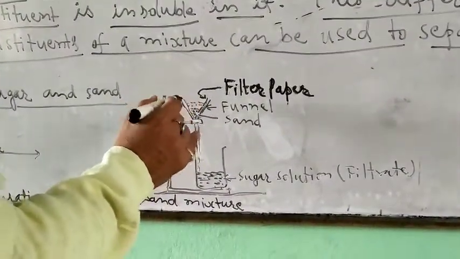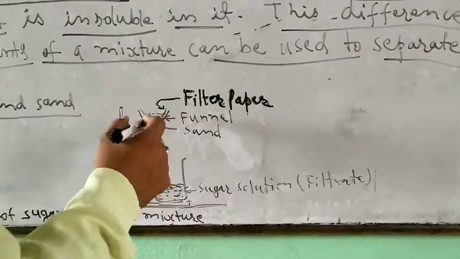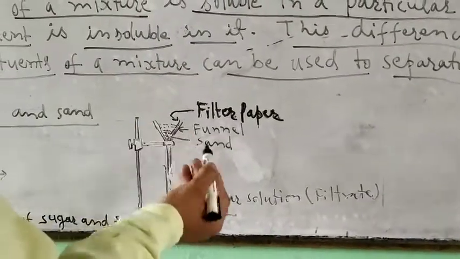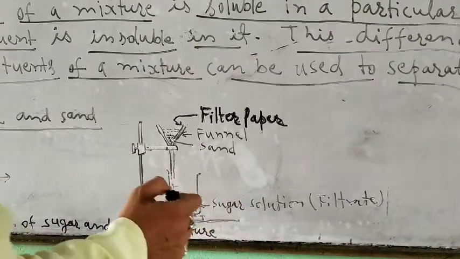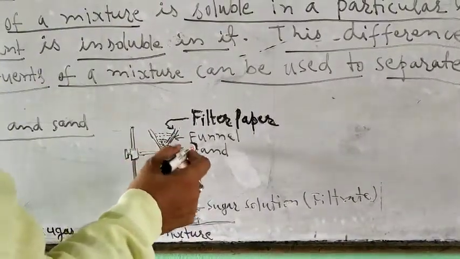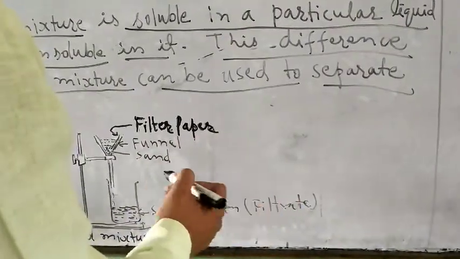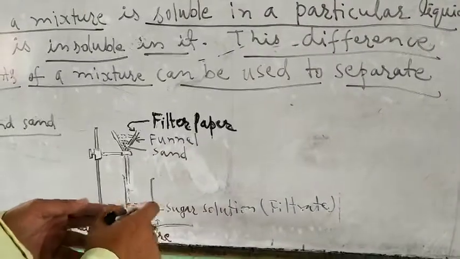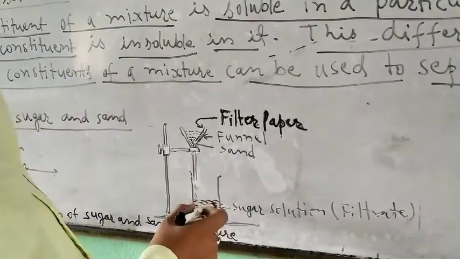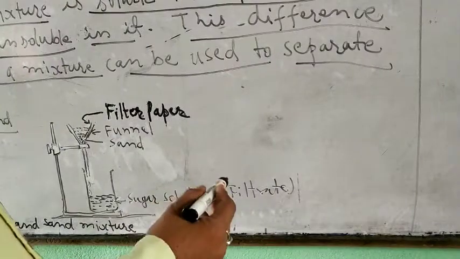And after pouring all the mixture, we leave it for some time. After that, we see that a residue of sand is left behind on the filter paper, and filtrate of sugar solution is left in the beaker. Now we take the filter paper containing residue of sand and dry it in the sun, and in this way we separate the sand, and from the sugar solution we also obtain sugar by boiling the mixture. On boiling the mixture of water and sugar, the sugar particles are obtained by evaporation and crystallization.